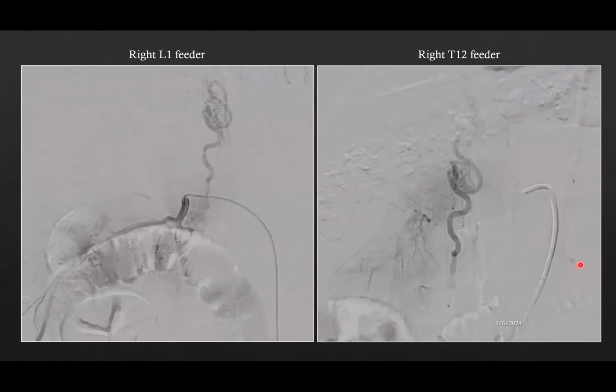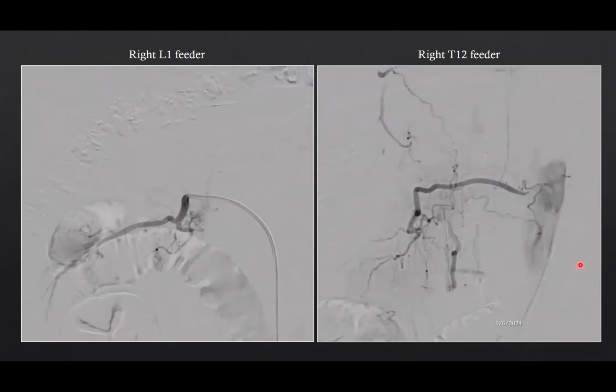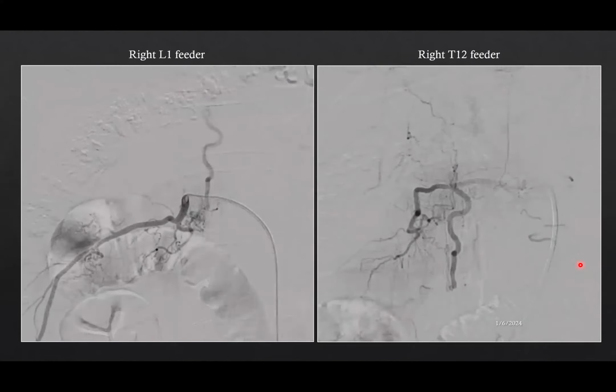So if you can see, the fistula site is not in the region of the neural foramen, but within the vertebral body, and both the arteries are meeting at a single point, and then there is a venous drainage happening out of the fistula. So this is post embolization.